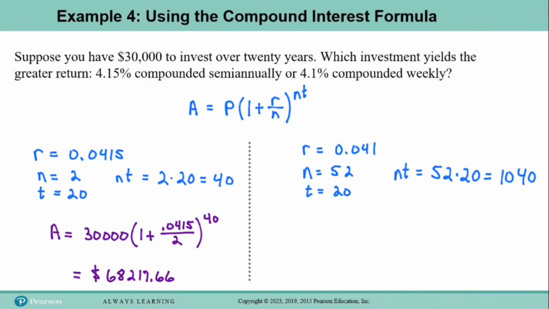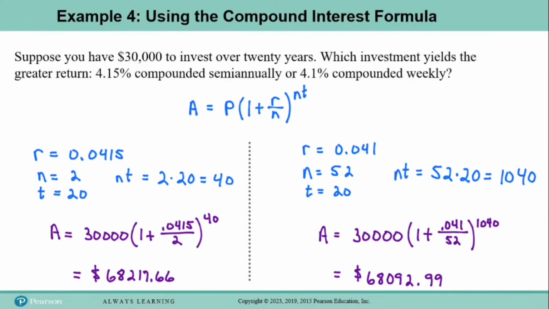Okay, now plugging our known values into our formula, A equals P, which is 30,000, times parentheses 1 plus 0.041 divided by n, which is 52, close the parentheses, and then the exponent here is 1,040. And when we evaluate that on the calculator, we get a future value of $68,092.99. So again, it's not a huge difference, but we did come out a little bit ahead with the interest rate of 4.15% compounded semi-annually.